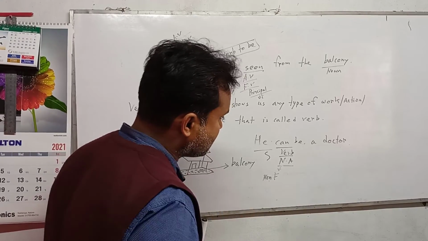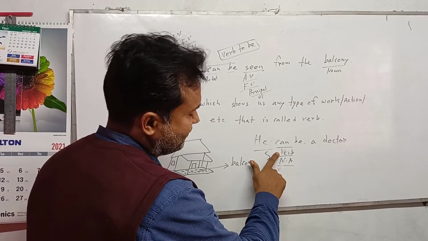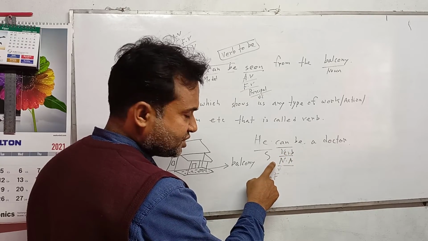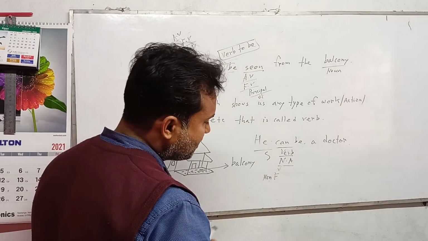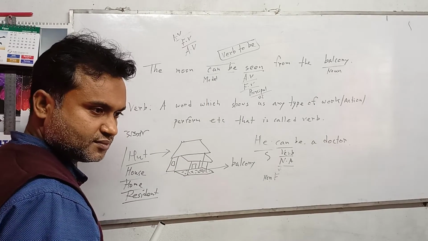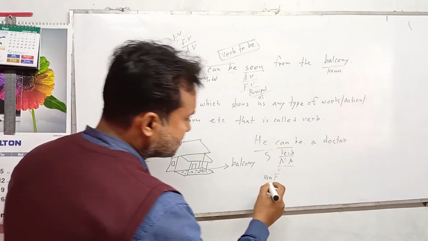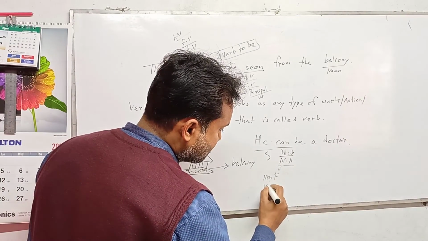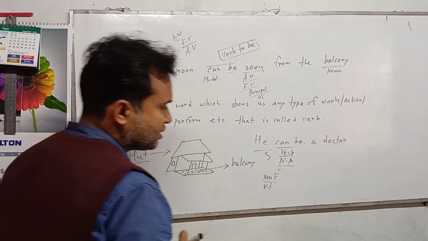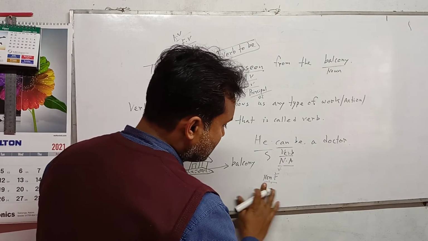Okay, so first, we have to find out this is the verb. And what type of verb? This is non-action verb. Next one, what type of verb? Is this transitive or intransitive? Transitive. So this one is VT, that is transitive verb. Clear? And next one is what? Is this principal or auxiliary?